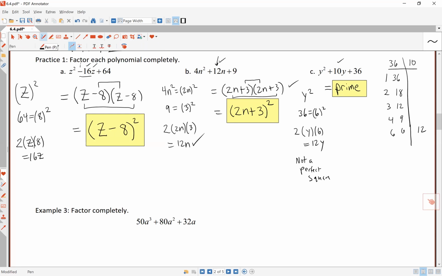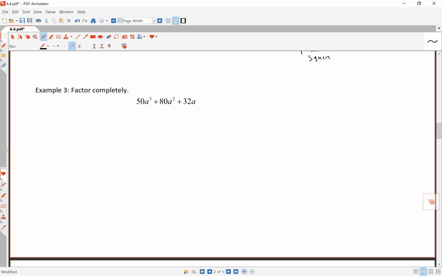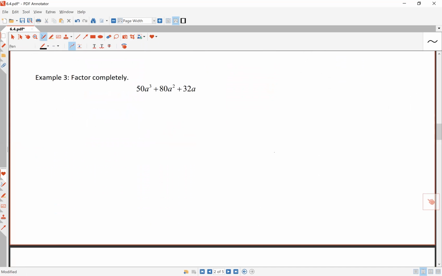So again, just because it's not a perfect square doesn't mean that it doesn't factor. You have to take it a step further and see if maybe you can factor it. Example 3. Nothing looks to be like a perfect square anywhere in that first and last term. But then I recognize that there is a GCF.